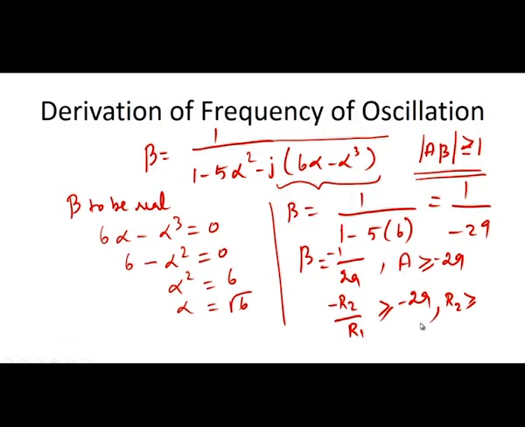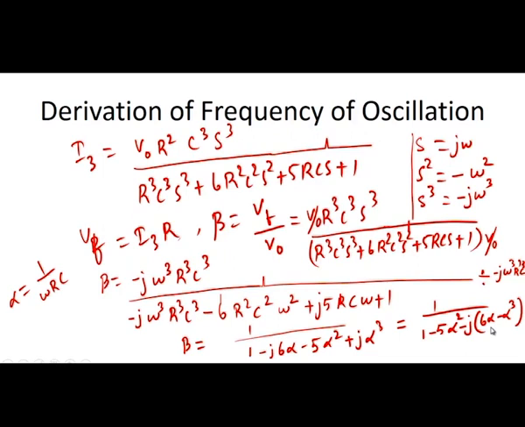R2 must be greater than or equal to 29 times R1. This is the value of the resistors in the inverting amplifier. R2 will be greater than or equal to 29 times R1. So, this you have to concentrate on while designing. And what are the other values you have?